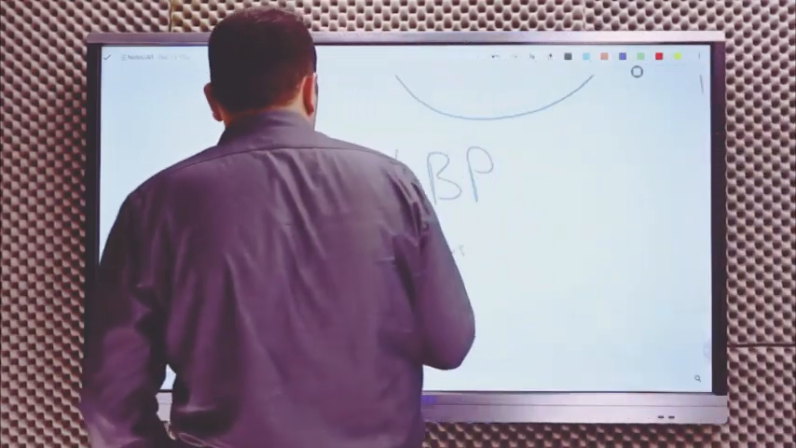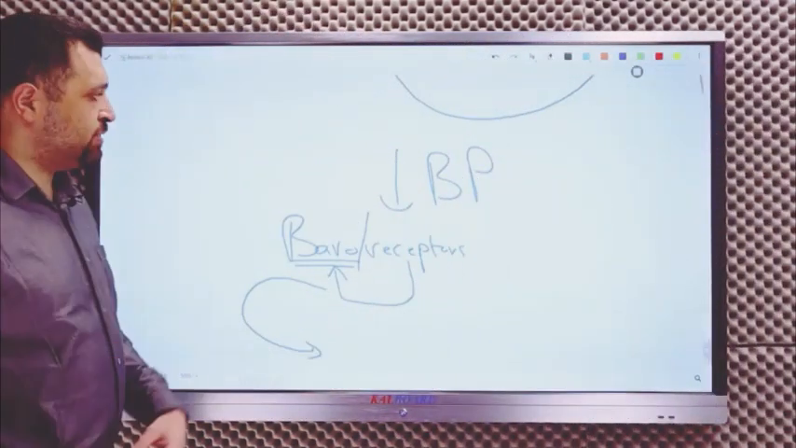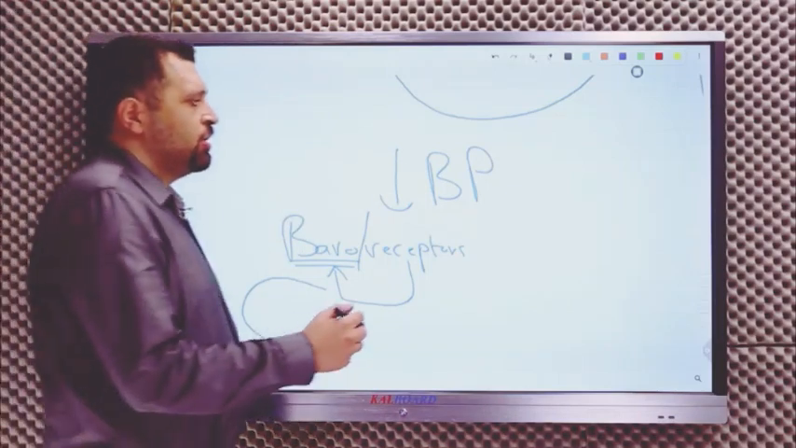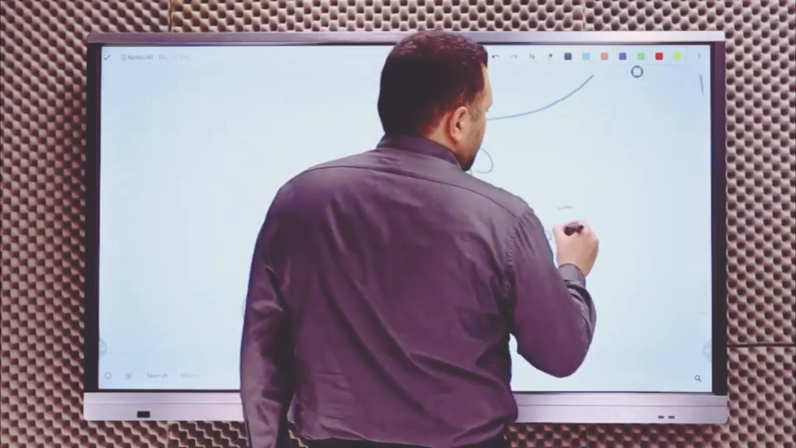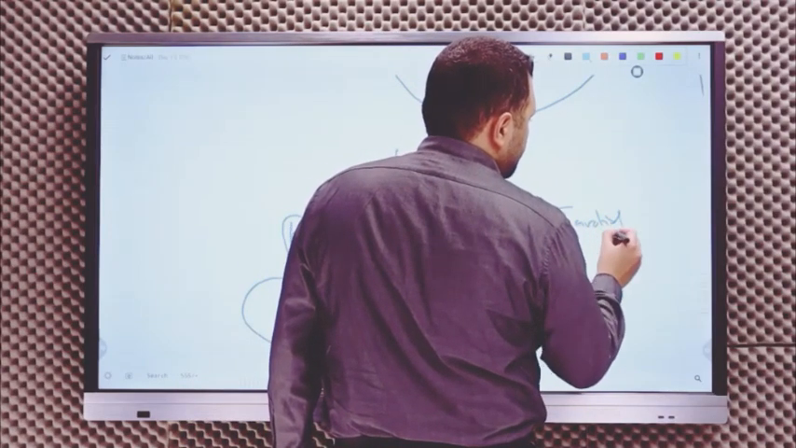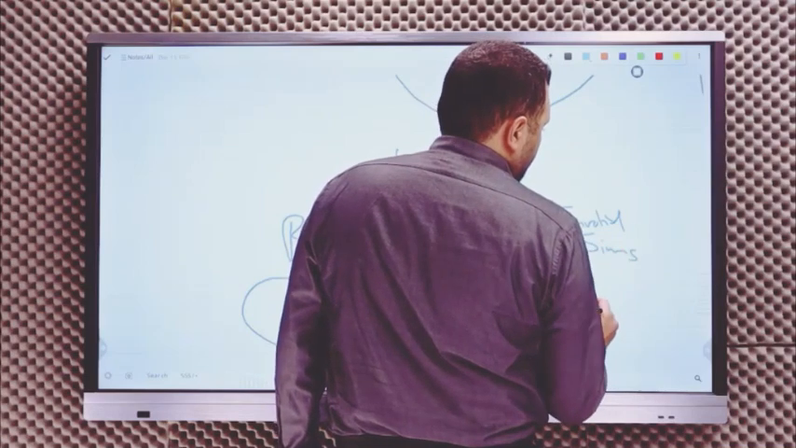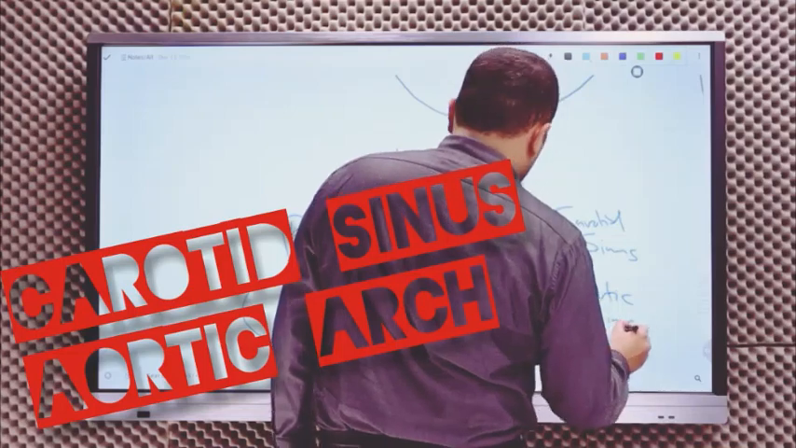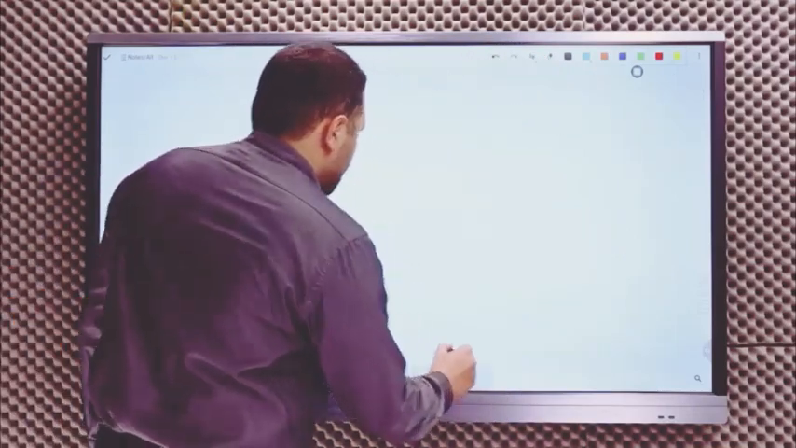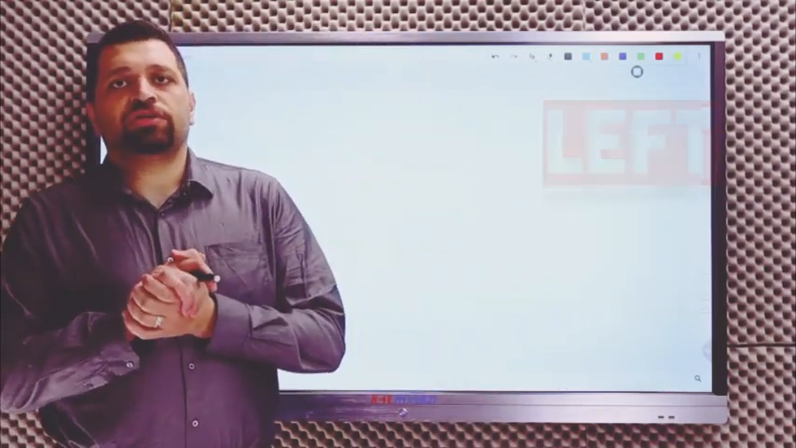So these baroreceptors, where do they exist? The ones that sense the change in the blood pressure are mainly in two sites: the carotid sinus and the aortic sinus. The carotid is a big artery that exists in the neck, while the aorta comes out from our left ventricle. It's the major artery in our body.